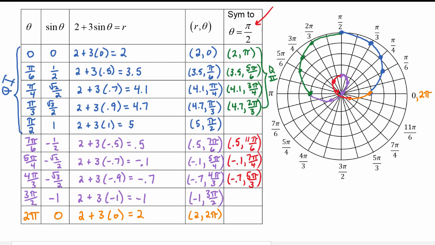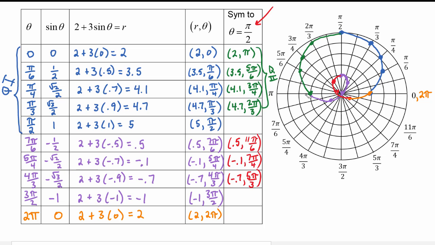And now you can really see the symmetry to the theta equals pi over 2 axis. This entire kind of curlicue here folded over the axis and landed on itself. So we plugged in the quadrant 1 angles, and we got the quadrant 2 angles for free because of that symmetry.